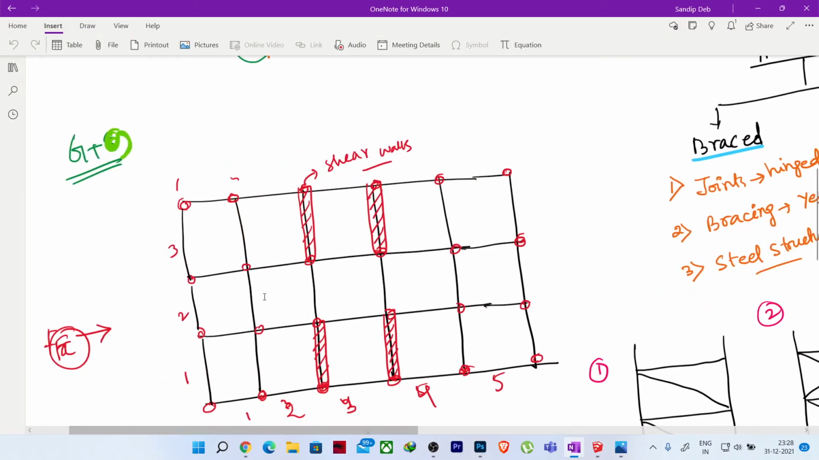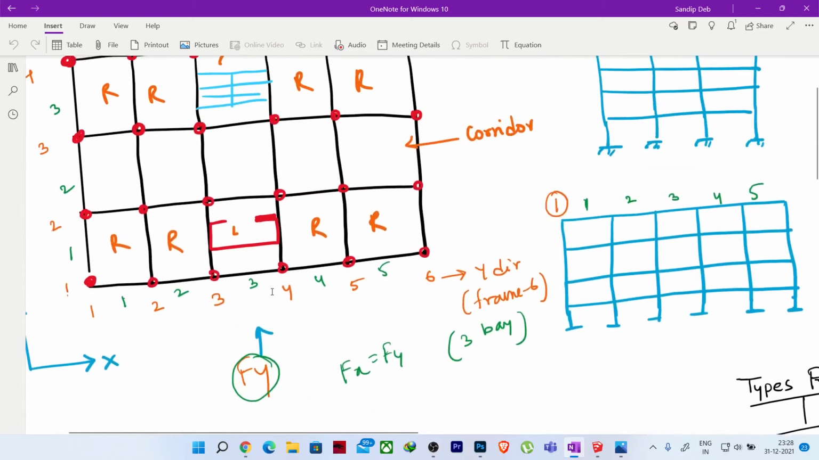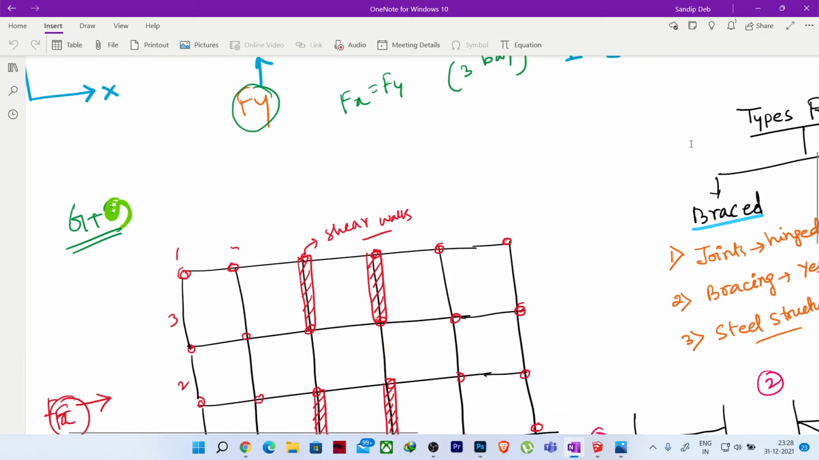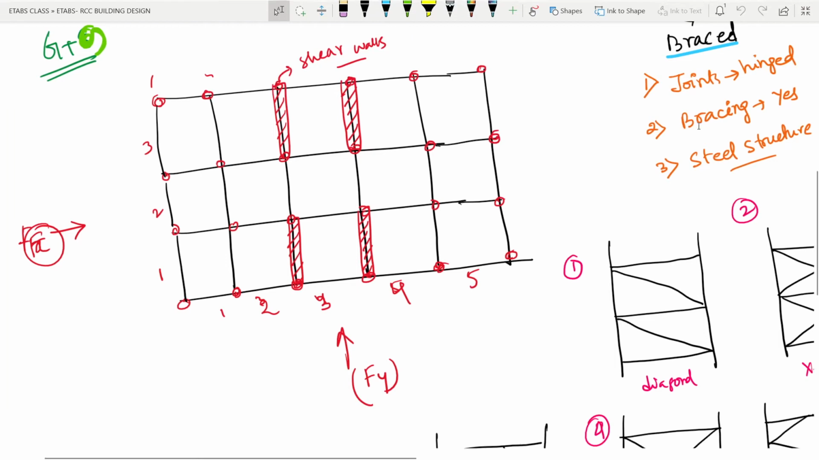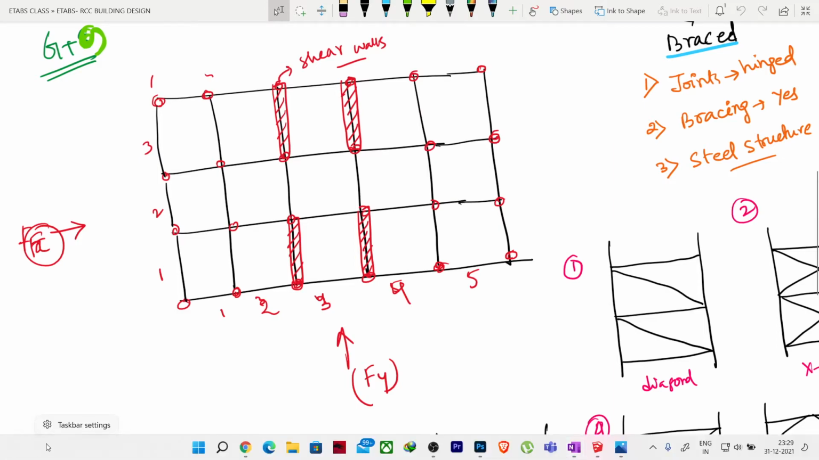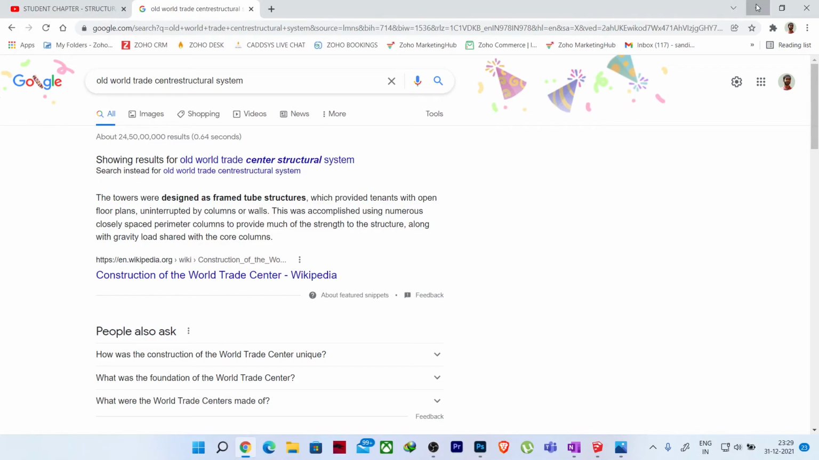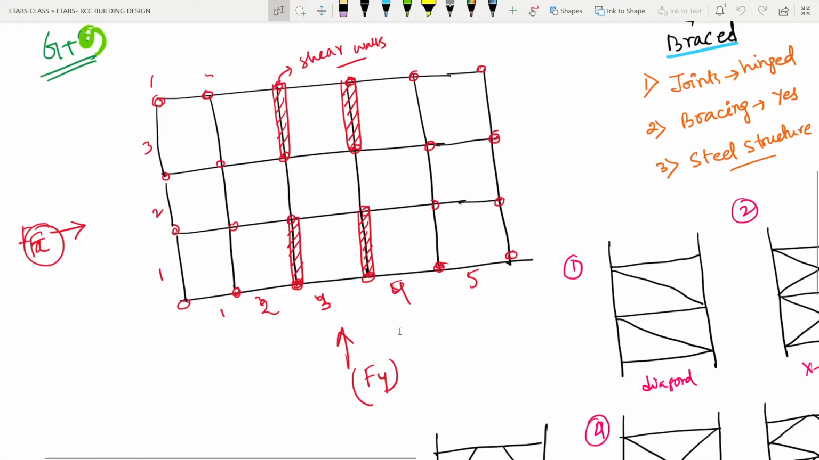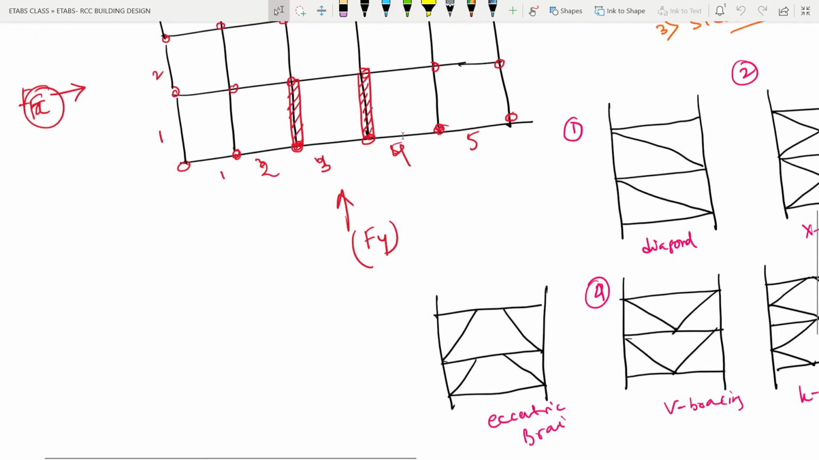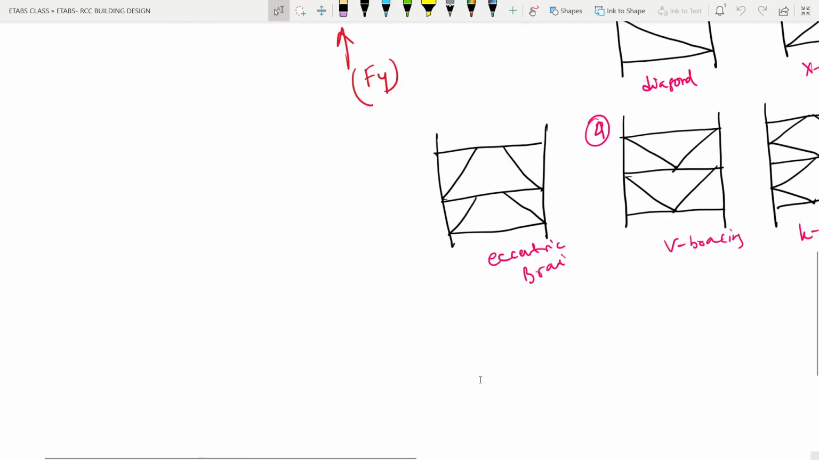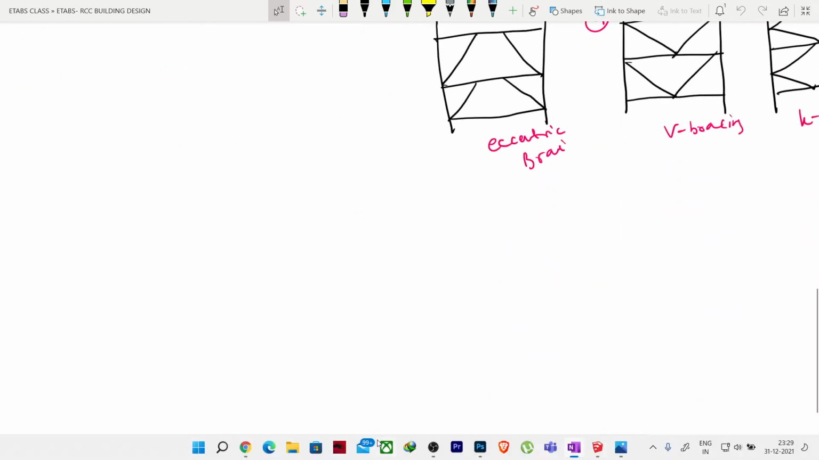So we have explained here the frames, the shear wall also. Okay, so I think I should have explained the frames first. Let me fix this. Okay, no problem. So we need to understand what rigid frames are. Now let us understand what rigid frames are.